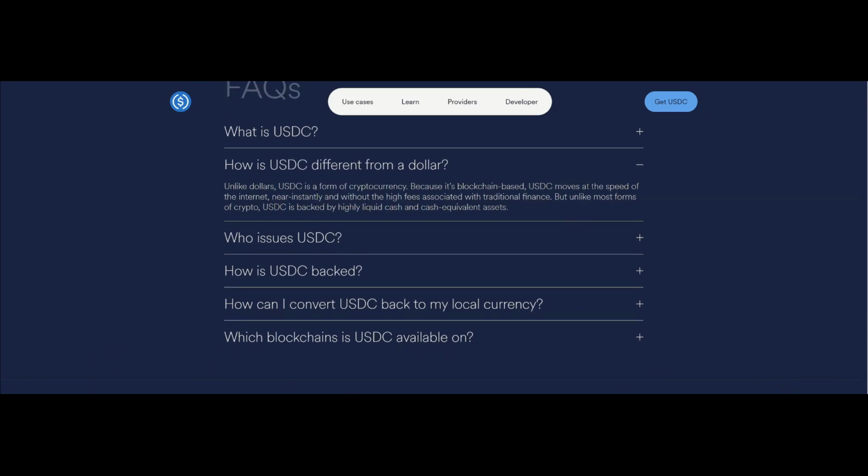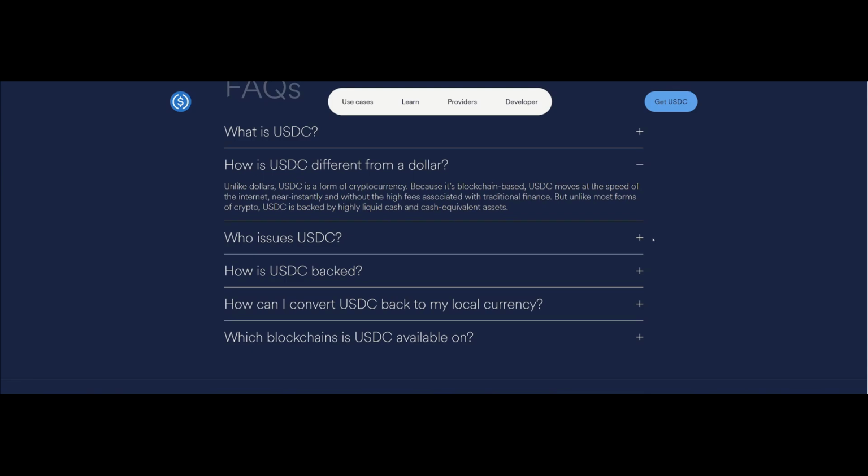Unlike dollars, USDC is a form of cryptocurrency because it's blockchain based. USDC moves at the speed of the internet, near instantly and without the high fees associated with traditional finance. But unlike most forms of crypto, USDC is backed by highly liquid cash and cash equivalent assets, which is stocks and bonds or US secure bonds, and so on, which is backed by weapons, obviously. We got the guns to back our money, right?